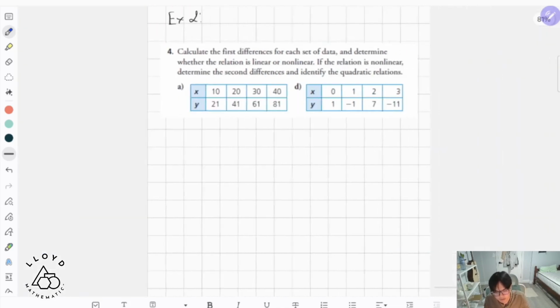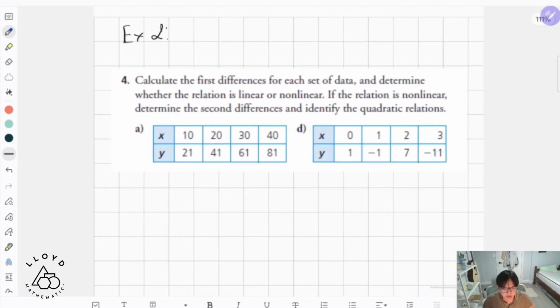Let's try some examples. So example 2. Calculate the differences from a set of data and determine whether the relation is linear or nonlinear. If the relation is nonlinear, determine the second differences and identify the quadratic relation. So this question asks us to do two things. First, is this linear or non-linear. And the second is, if it's non-linear, check the second differences. And is that a quadratic relation? So let's do it together.